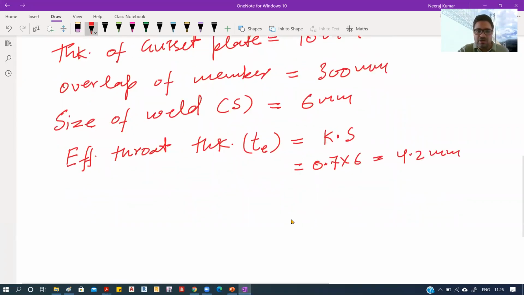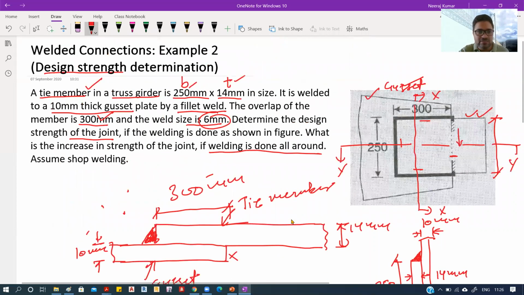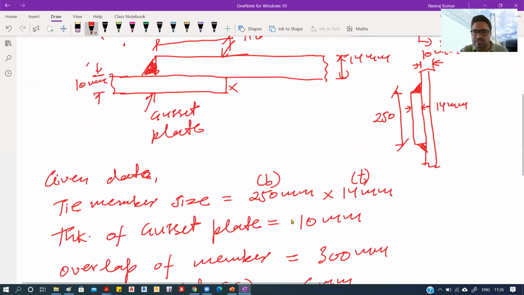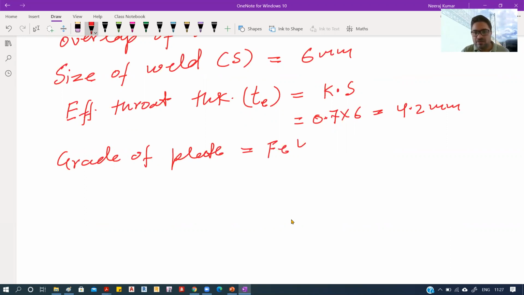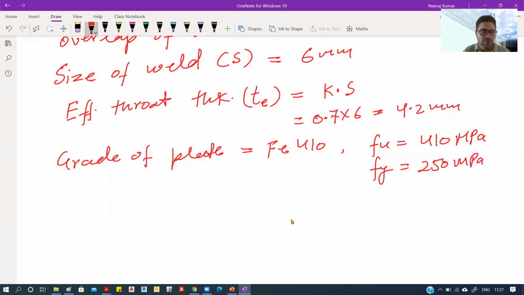Now grade of plate, again in this problem the grade of plate is not given. So as I mentioned in the previous numerical, generally if the grade of plate is not given, then we assume the grade of plate as Fe410. So grade of plate Fe410, and for this the value of Fu is 410 MPa and Fy is 250 MPa. Okay, so now grade of plate we have mentioned.